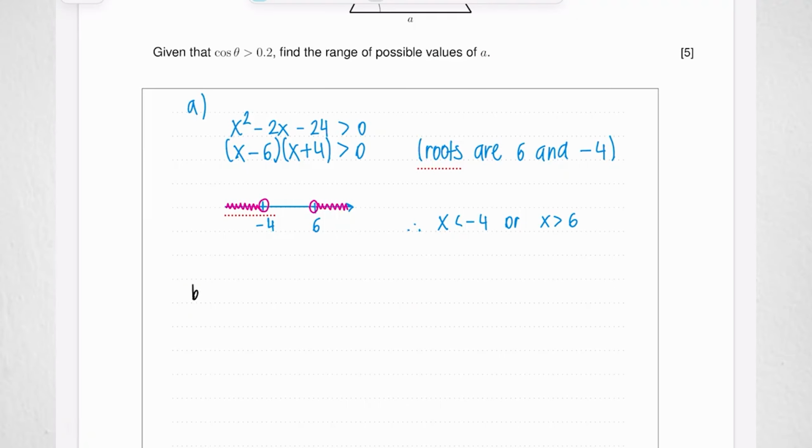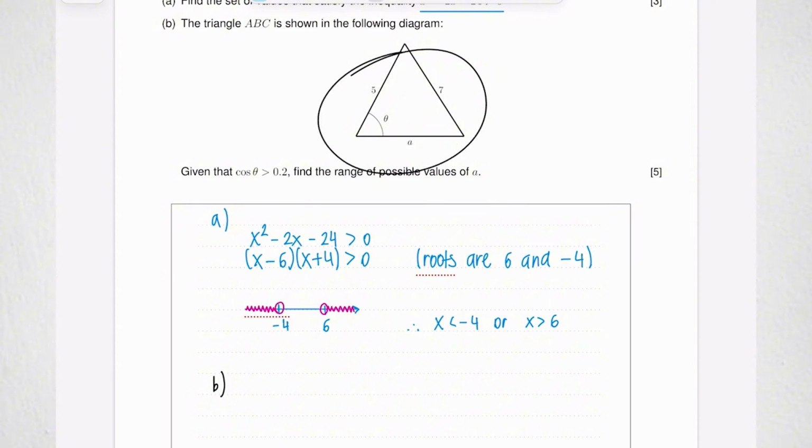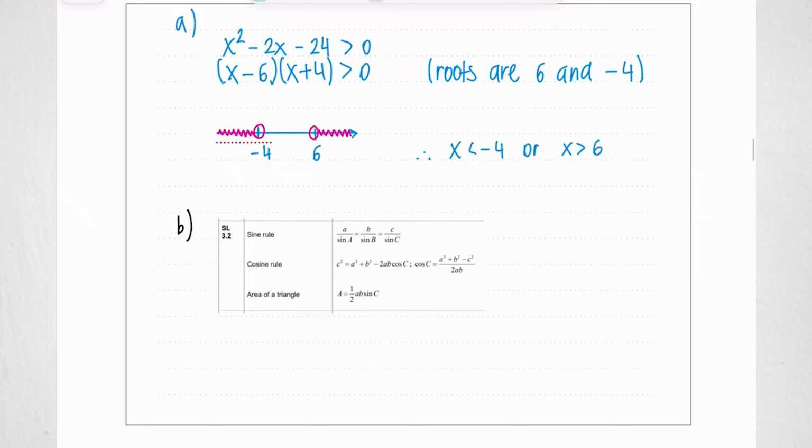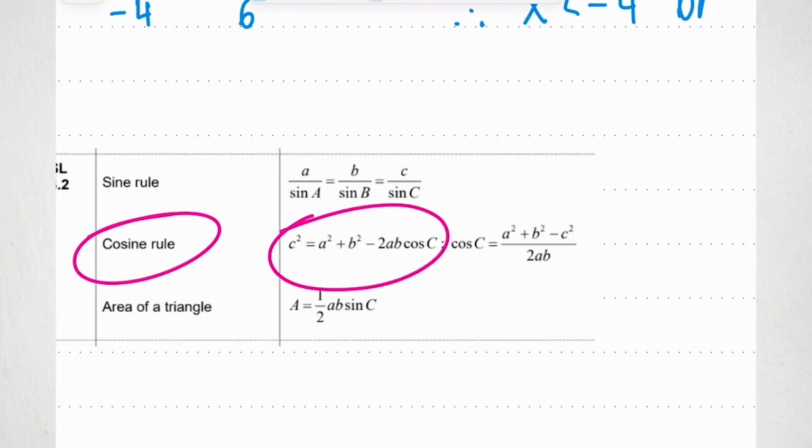Now, let's see how this exercise is related to question B. We have a triangle ABC, and given that cosine of theta is greater than 0.2, find the range of possible values of A. Now, we can see a cosine, we can see 3 sides and an angle, so this looks like a cosine rule type of exercise. Let's see how far we can go with it. Applying the cosine rule, and by the way, do know that when you're applying it, this side is opposite to this angle. And you can use either version of this formula.